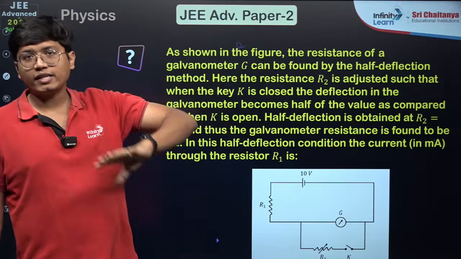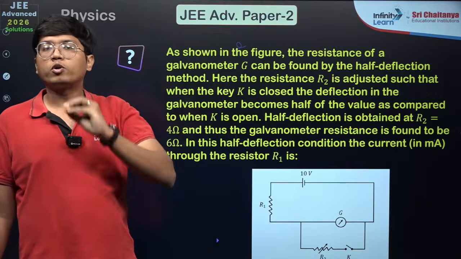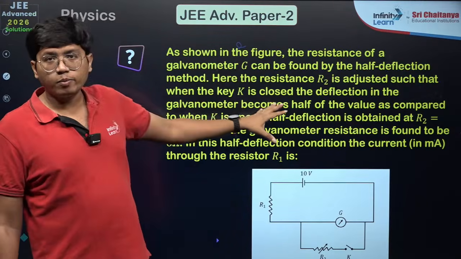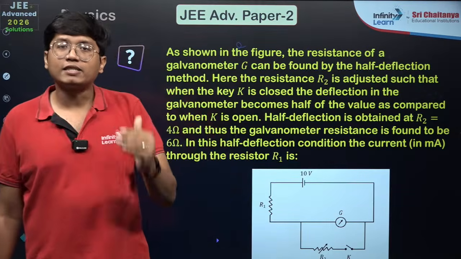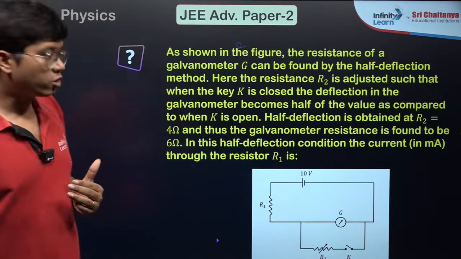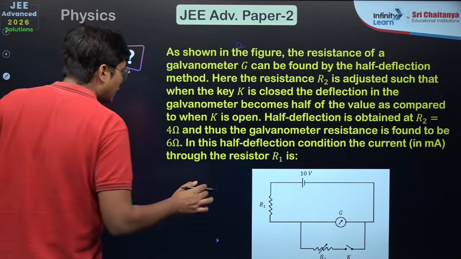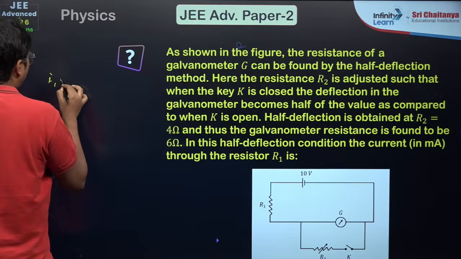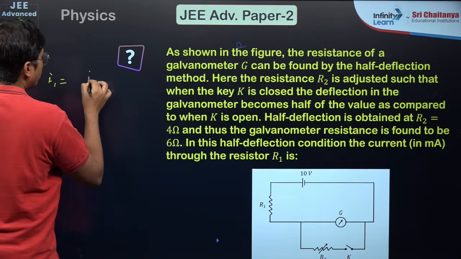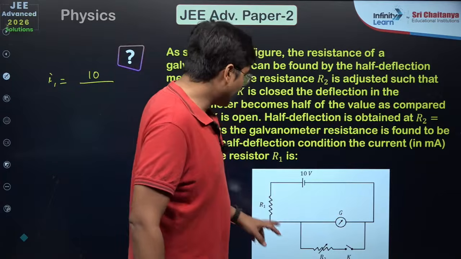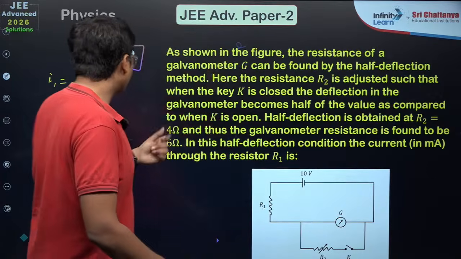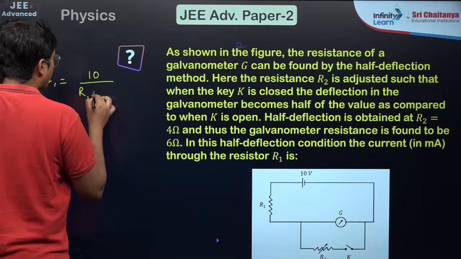It's actually very simple. You just have to be careful about one thing: when the galvanometer deflection is half, that means the current passing through the galvanometer becomes half of what it originally was. So originally the current that passed through the galvanometer, I1, was basically 10 volts divided by R1 plus the galvanometer resistance, since R1 and the galvanometer were basically in series. R1 plus galvanometer resistance is 6.